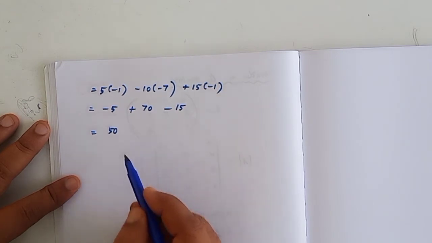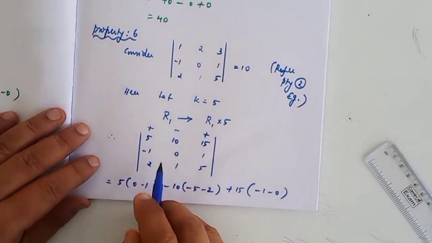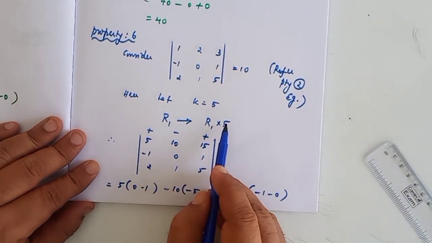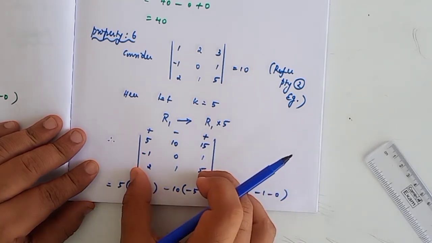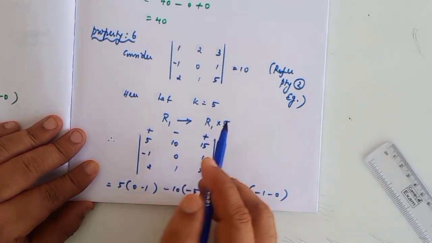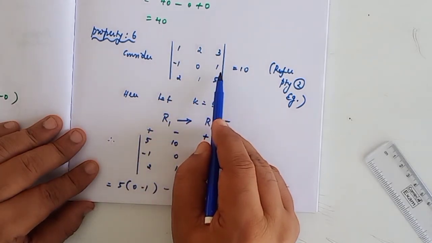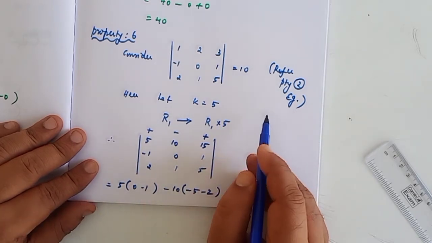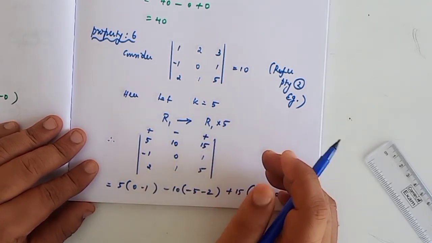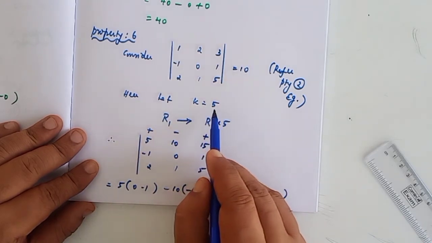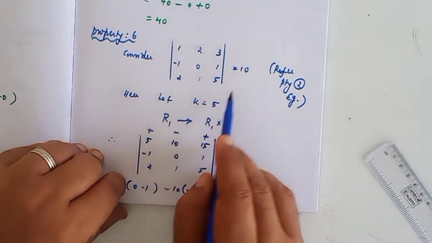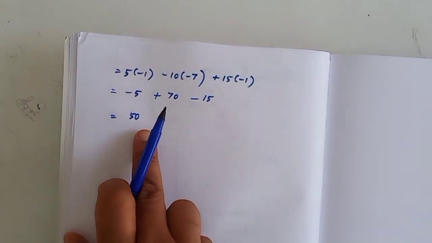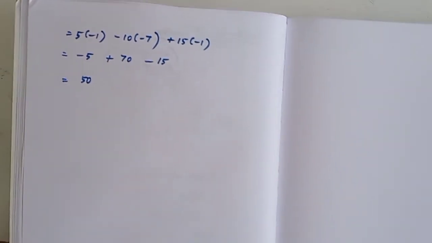See, here I multiplied the first row by 5, correct? I multiplied the first row by 5. I got the value of the determinant as 50. For that, you know the determinant value of the original one is 10. 10 into 5, that is 50. You can directly write that. That is given in property number 6. 10 into 5, what is the scalar here? 5. 5 into determinant value 10, 5 into 10, that is equal to the same 50 here. Okay. So property number 6 is completed.